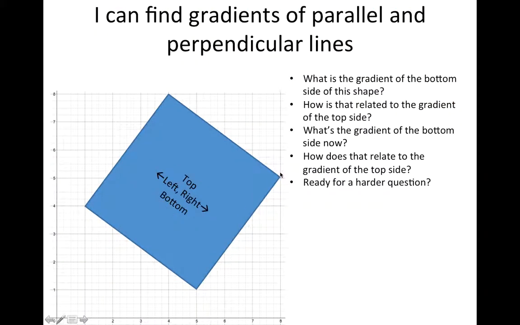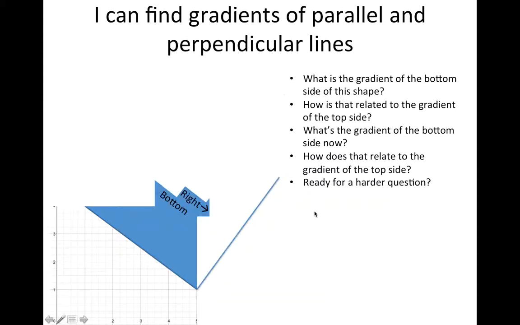Okay, now, ready for a harder question? What's the gradient of the right-hand side? Maybe pause the video and have a think about it. Well, here we knew we went down 3 steps and across 4. So what would be our best guess of what happens here?